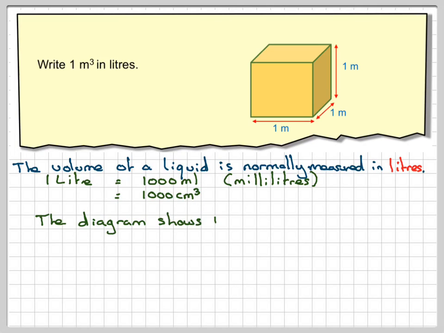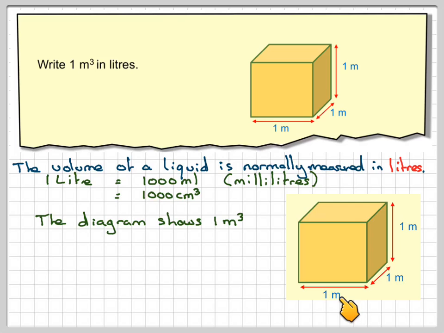Right, the diagram shows 1 metre cubed. Now 1 metre in centimetres is 100 centimetres. Therefore here this will be 100 centimetres, and therefore this will be 100 centimetres. And we know this cube to be 1 metre cubed.